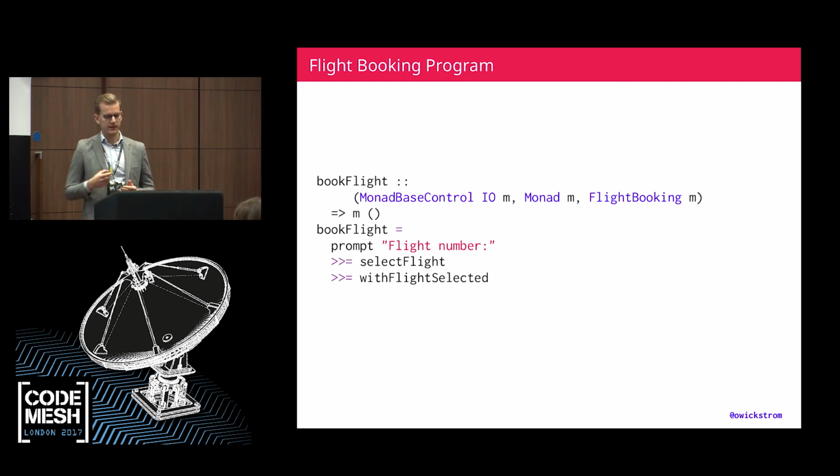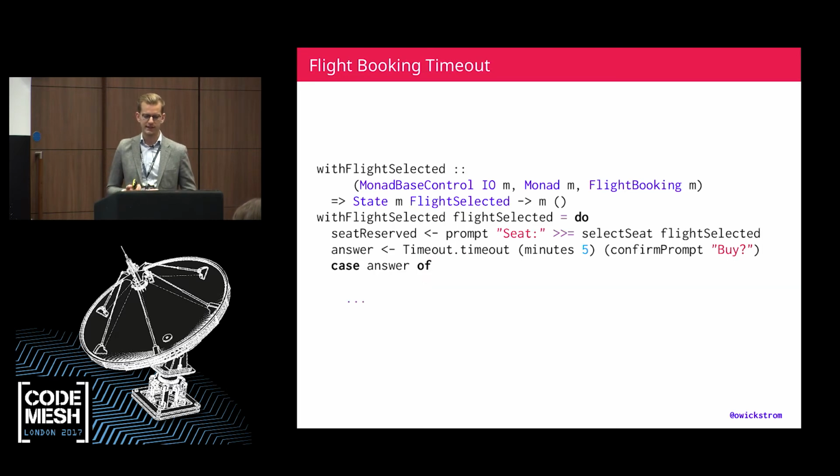This program is the entry point, so we're starting kind of top down. And we start by selecting a flight number, and then we pass over to with flight selected. In with flight selected, we select the seat. Then we start the timeout for the confirmation to actually buy the seat. In a real system, we probably wouldn't just ask the user, do you want to buy, and then they have their ticket. But we'd start a real checkout flow. But I tried to keep it simple.